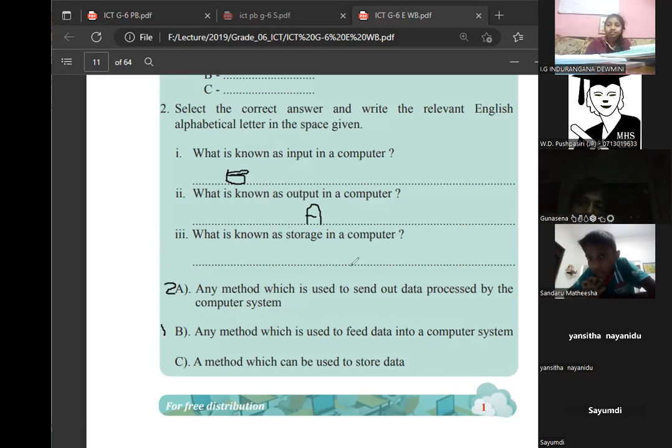Yes, Gunasena. Answer C, a method which can be used to store data. Yes, that's correct. So this is number C. What is known as storage in a computer? The answer is a method which can be used to store data. So that is the answer.